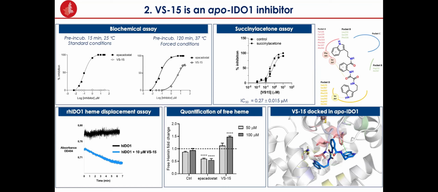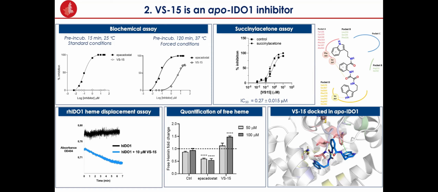But when we performed the same experiment under forced conditions, in particular by increasing the pre-incubation times and the temperature, we could see an activity. And this is suggesting that VS15 is an apo inhibitor. So it is active under those conditions that favor the heme release. So we did other experiments to confirm this apo inhibition.